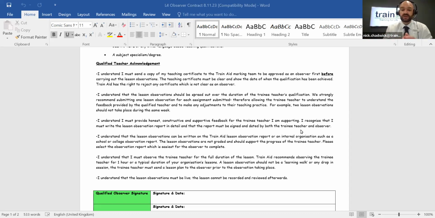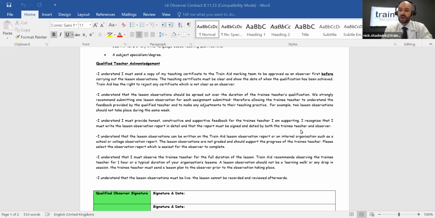Please make sure that you give honest, constructive, and supportive feedback to your colleague or the trainee teacher that you're supporting. The lesson observation reports must be written in detail, so you must give lots of feedback to the candidate as well. So if you're providing a brief lesson observation form, that might be sent back to you for you to elaborate on your points within the lesson observation report as well.